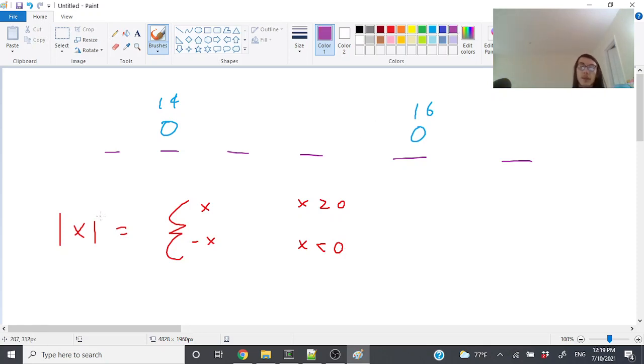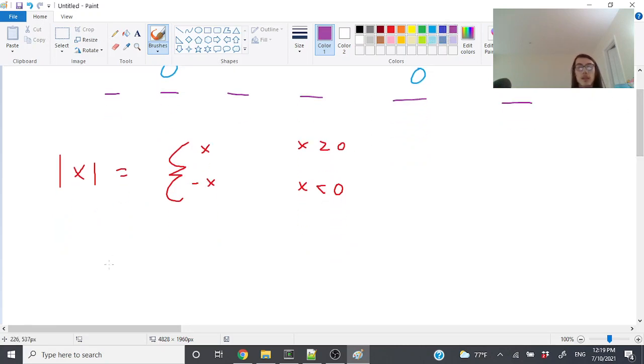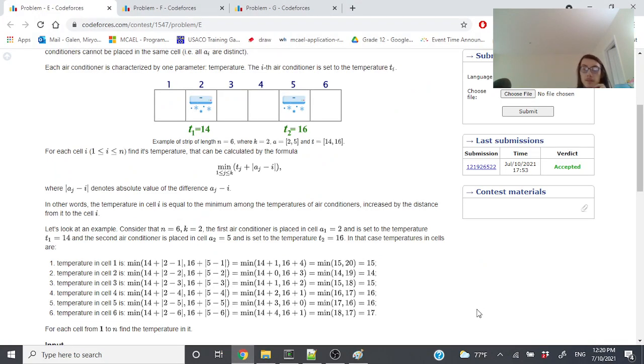Absolute value is weird by itself, but what if we're able to break it? So the way we do this now is we consider the same formula. We consider the same box. But for this cell, we're only going to consider air conditioners to the left of it, or maybe on the same cell. So left or equal.